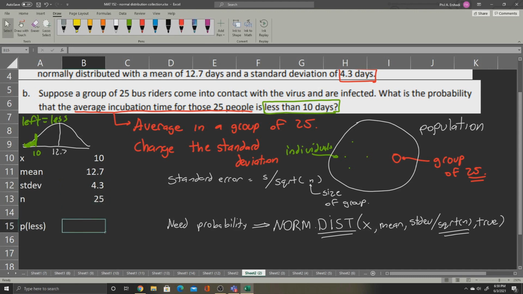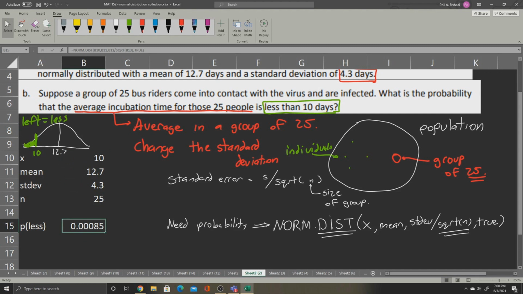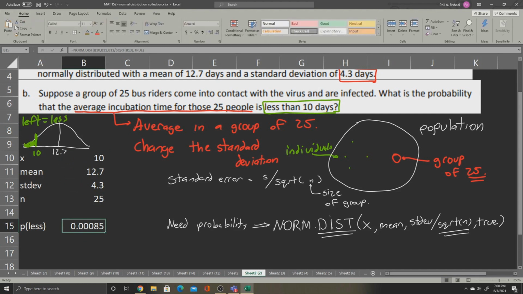To find the probability of being less, we'll use norm.dist. We click the x, comma, mean, comma, standard deviation divided by square root of n. We'll put the n in a set of red brackets and then say true. Once this is all in place, we press enter. And so the probability of being less than 10 for this group of 25 is extremely low. It's 0.00085. And this will be our answer for problem B.